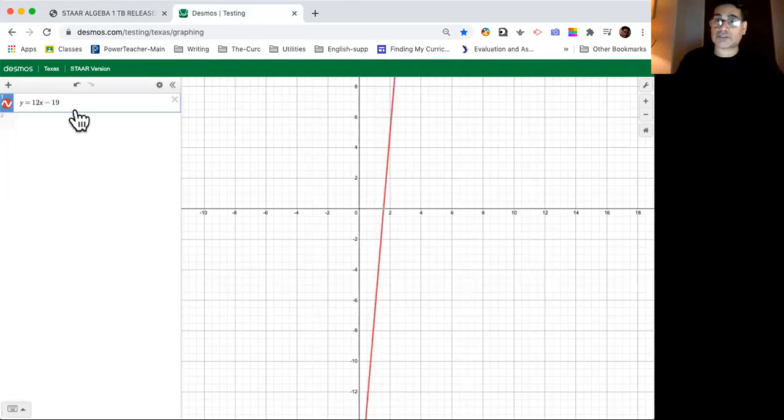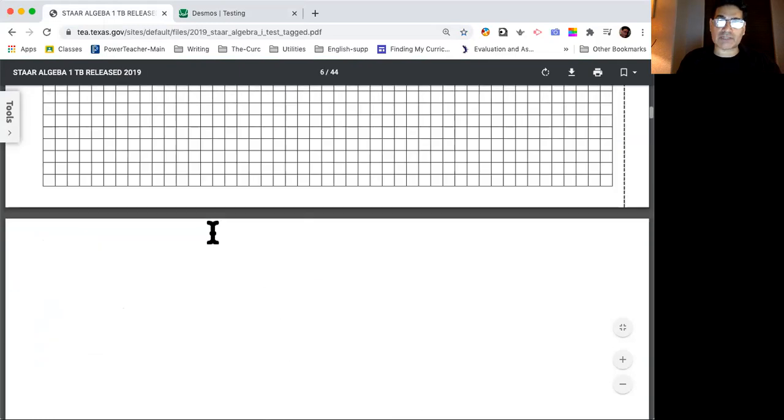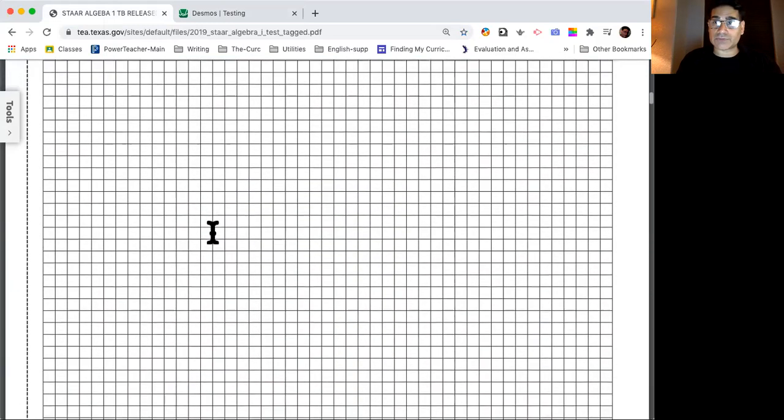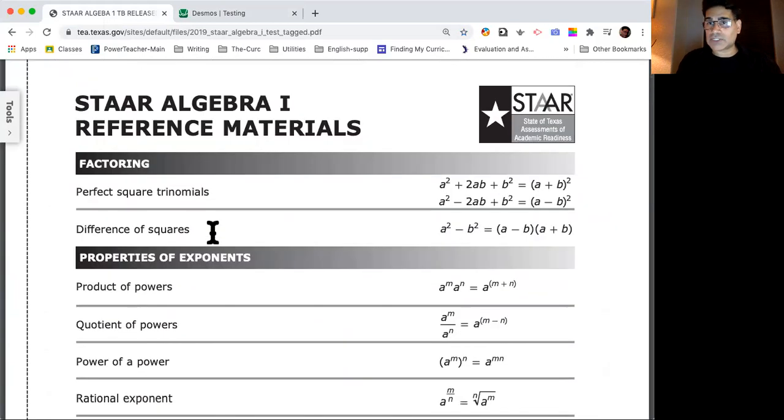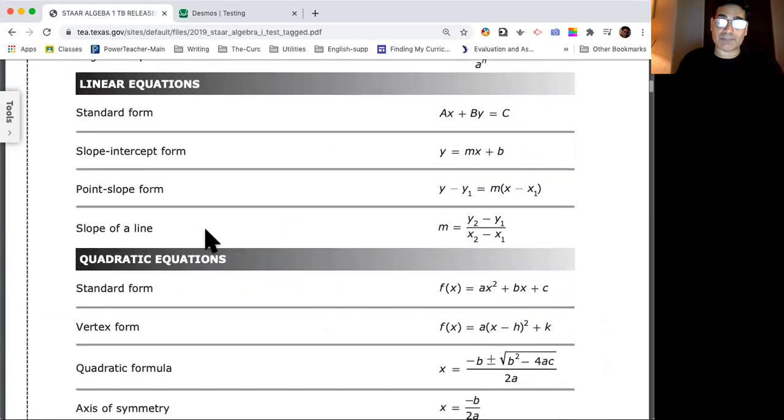This is the standard slope formula. And on the Texas assessment of the STAAR, these are equations that are available to the student. The student does not need to memorize them. And here is the sheet of formulas the students will use or can use on the day of the test, both on the paper and the online version.